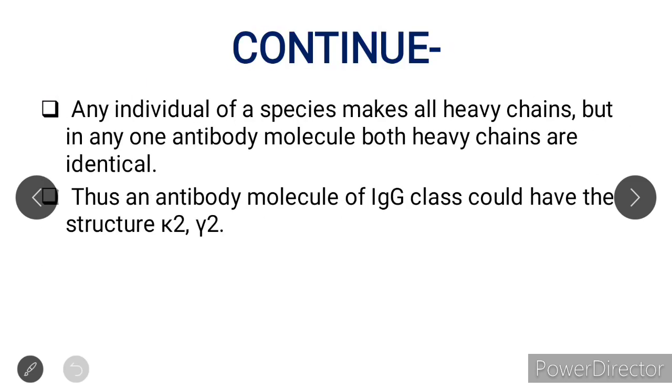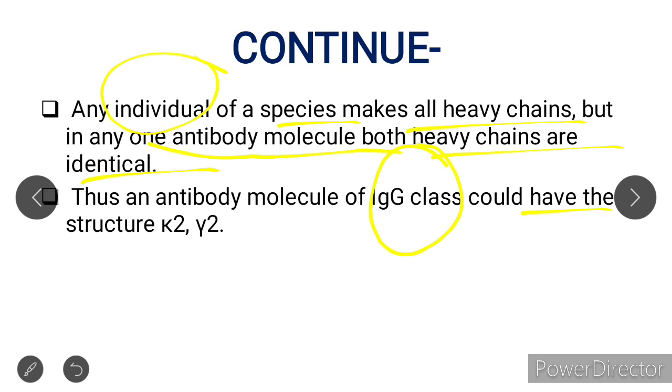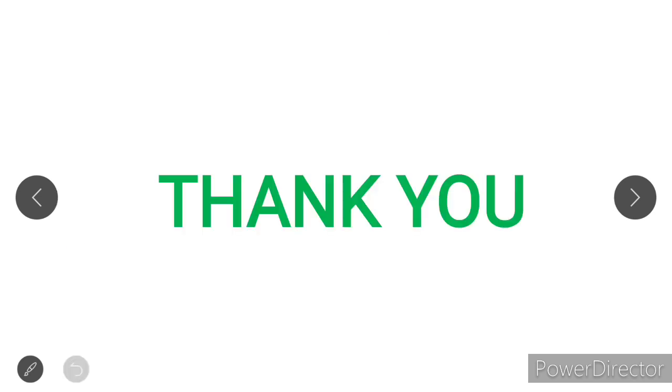this is our last slide. Any individual of a species makes all heavy chains, as I already shared with you, but in any one antibody molecule both heavy chains are identical. An antibody molecule of the IgG class could have the structure kappa 2 gamma 2. So that's all for today's lecture.